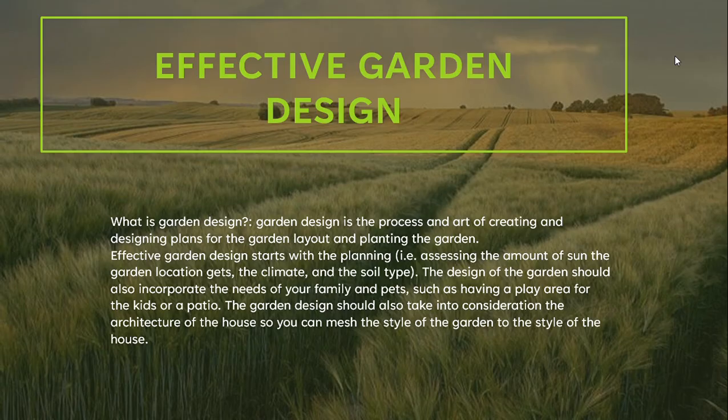First up is effective garden design. So what is garden design? Garden design is the process and art of creating and designing plans for the garden layout and planting the garden. Effective garden design starts with the planning. This is where you're going to assess the amount of sun the garden location gets, the climate, and the soil type. The design of the garden should also incorporate the needs of your family and pets, such as having a play area for the kids or a patio. The garden design should also take into consideration the architecture of the house, so you can mesh the style of the garden to the style of the house.